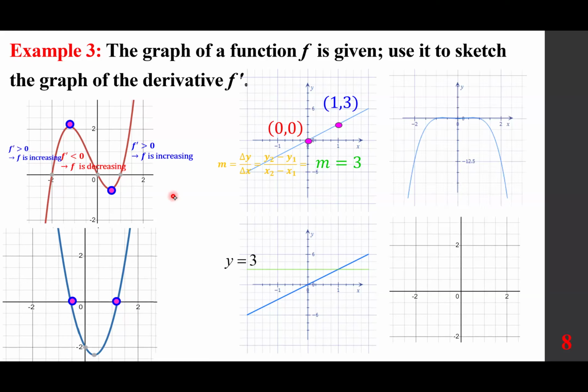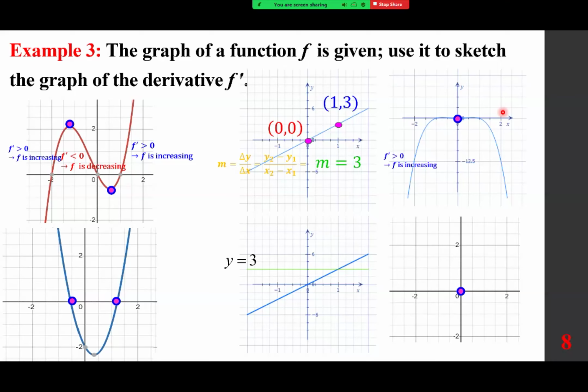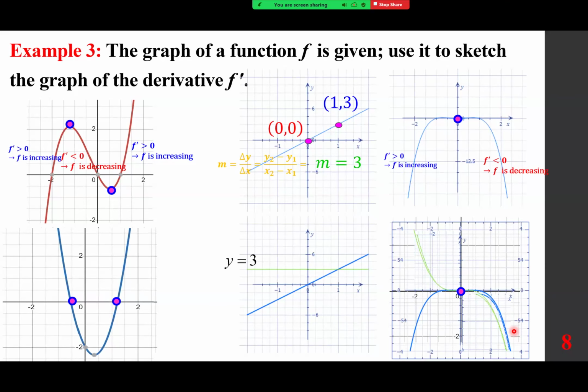What about this case? Again, this peak corresponds to 0 on f prime. This part is increasing. That means above the x-axis. This part is decreasing. That means below the x-axis. And if you put them together, you get the green graph representing f prime of x.